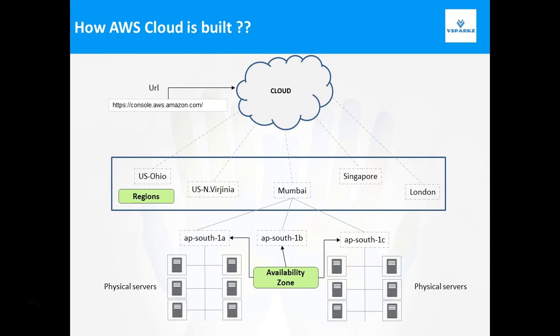Now let us see how AWS Cloud is built. The AWS Cloud is built with the help of the data center servers that are located in different countries. Here in AWS, countries are referred to as regions. Let us take Mumbai region. This Mumbai region has 3 data centers, that is AP South 1A, AP South 1B and AP South 1C. Here in AWS, the data centers are referred to as availability zones. The resources to the AWS Cloud will be given from all these regions.